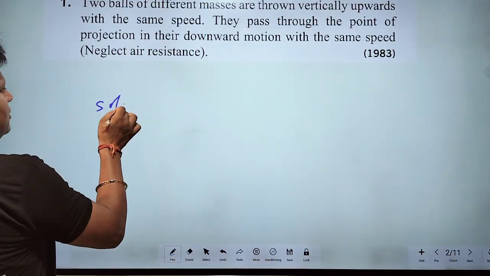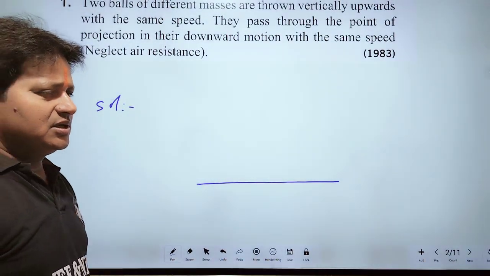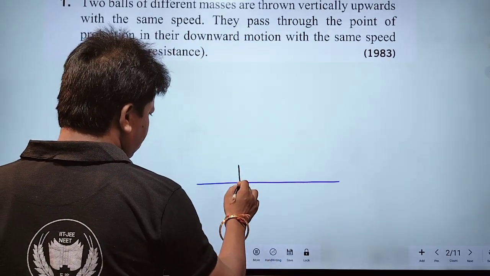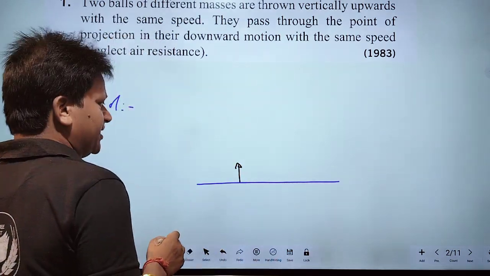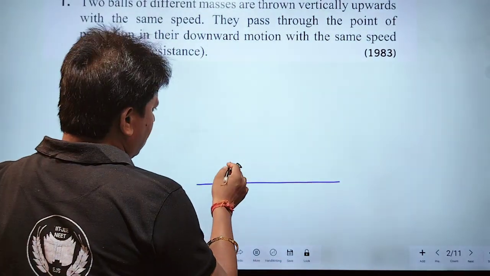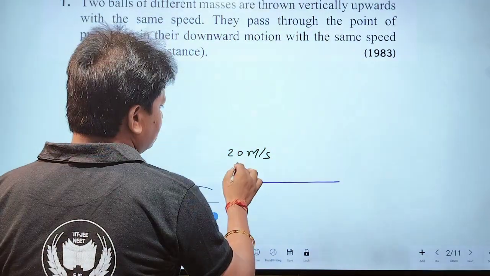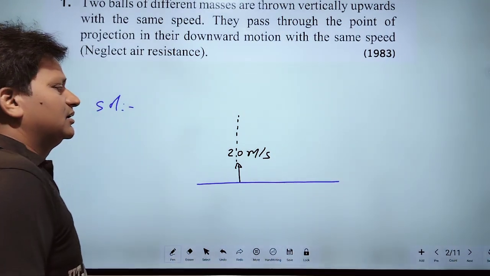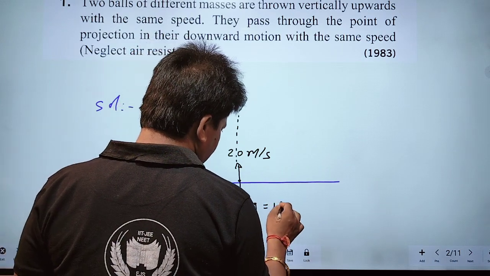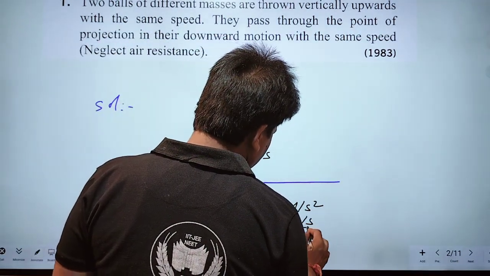Suppose two balls of different masses. I have already taught you that in the same horizontal line, the upward velocity and downward velocity of the same ball will be the same. If you project a ball having velocity 20 meter per second, then what will happen? Its velocity will decrease. Acceleration is 10 meter per second square in the downward direction. This means 10 meter per second divided by second.